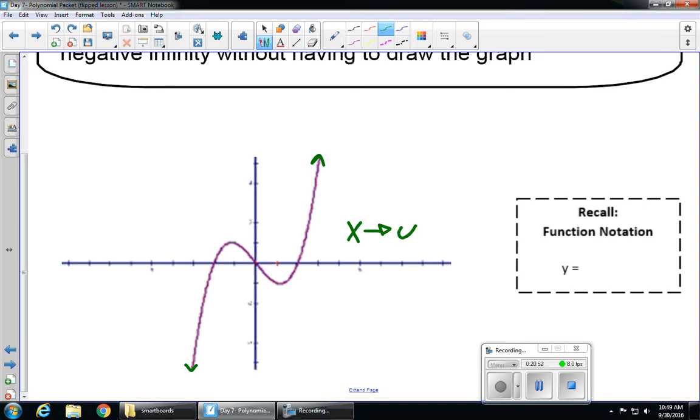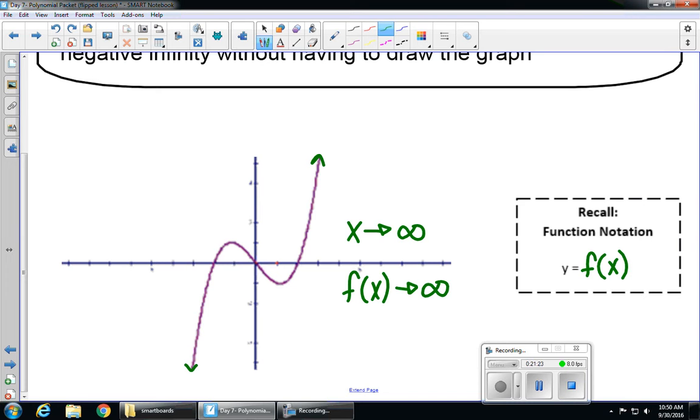So as x approaches infinity, which means as I'm going further and further right, what's happening to my graph? My graph is going up. So the closer I get to the right to positive infinity, the higher my graph gets. So f of x is going to be approaching positive infinity as well. And remember that y is the same thing as f of x. That's just function notation.